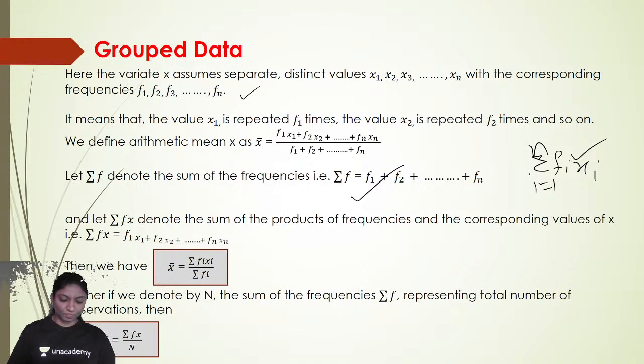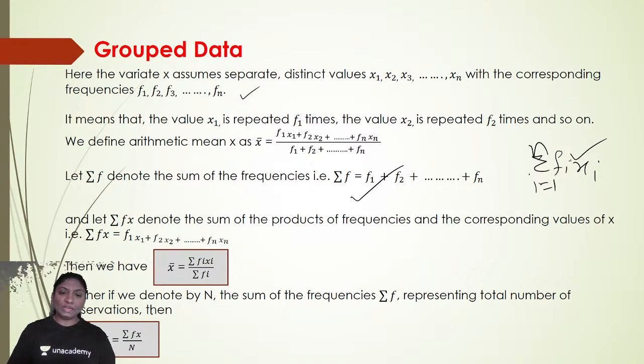Now, see here, let summation of fx denote the sum of the products of frequencies and corresponding values of x. The summation of fx is equal to f1 x1 plus f2 x2 plus up to fn xn, and then we have x bar is equal to summation of fi xi upon summation of fi. That is, the sum of the products of the frequency and the values xi upon the sum of the frequencies.